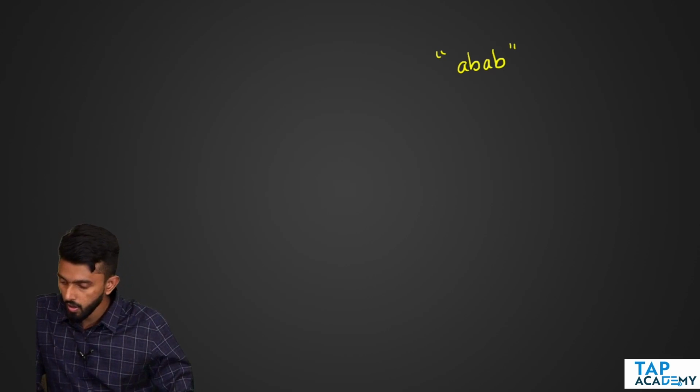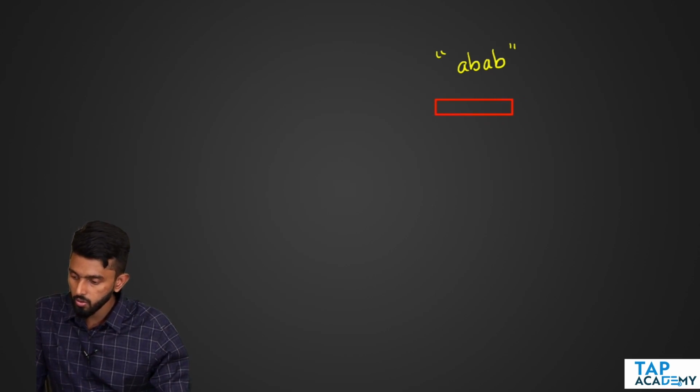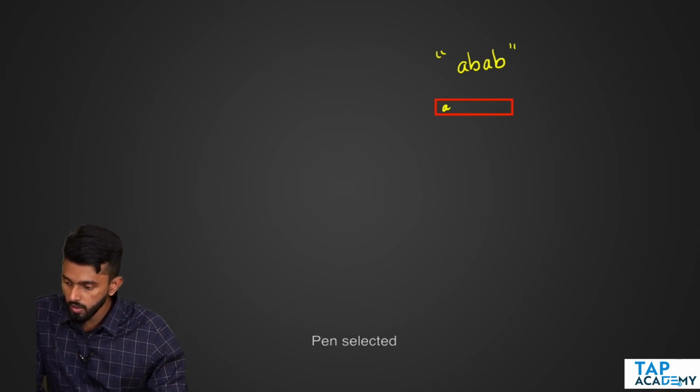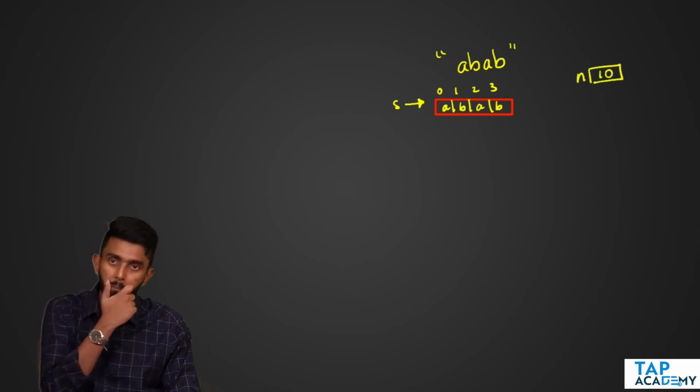Assume. Now, obviously a string is a series of characters, right? So, I can show it this way also. This is A, this is B, this is A, this is B. This is index 0, this is 1, this is 2, this is 3. And this is my string. Now, he would have given me one n. N's value is 10, let us assume.